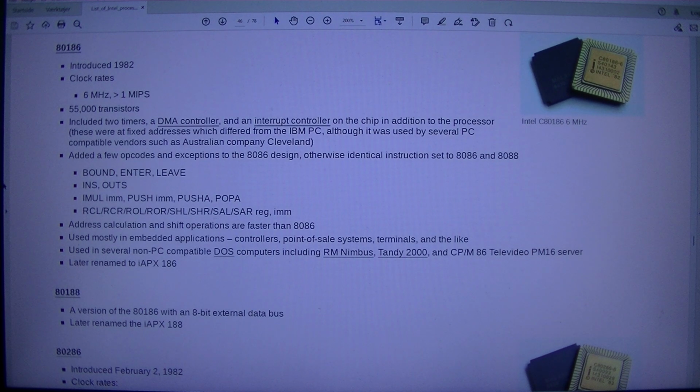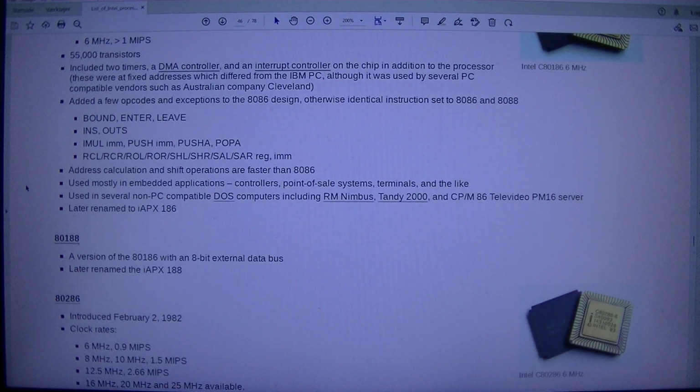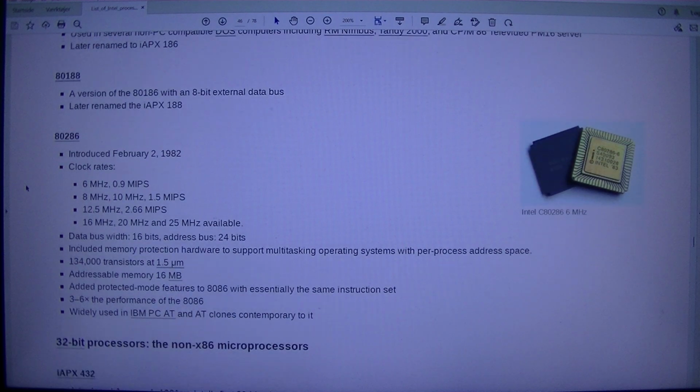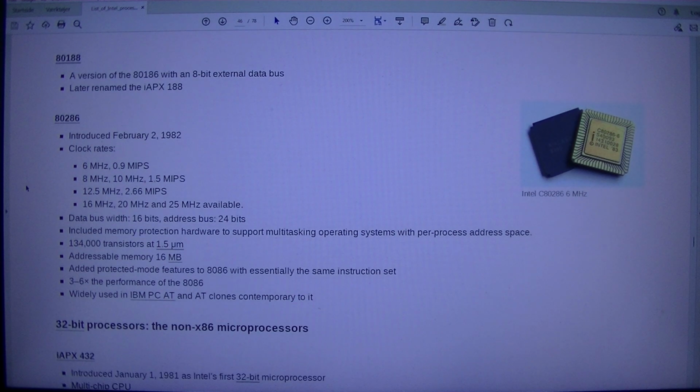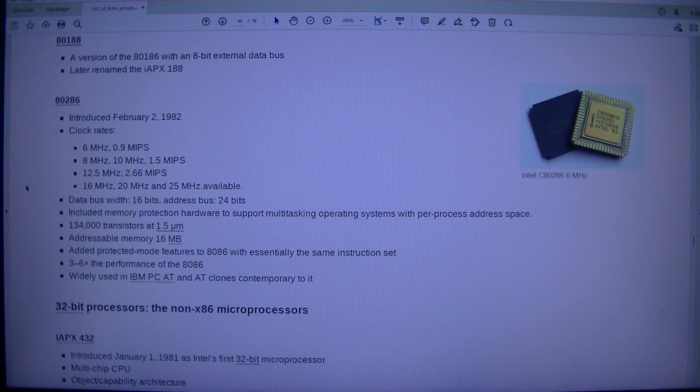Used in several non-PC compatible DOS computers including RM Nimbus, Tandy 2000, and CP/M-86 Televideo PM16 server. Later renamed to Intel X186. 80188: a version of the 80186 with an 8-bit external data bus. Later renamed the Intel X188.